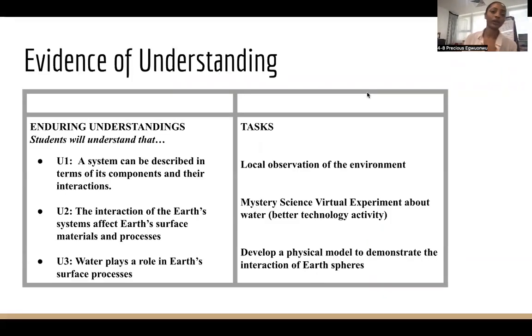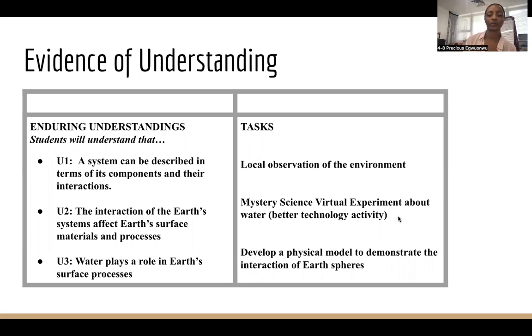For the first one, evidence of understanding in terms of my task. So these are my understanding for the units, and the tasks are local observation of the environment to identify the different spheres of the Earth, the mystery science activity, the virtual experiment that we did, and this one I would change because it was underwhelming for my students and it wasn't very engaging for them.